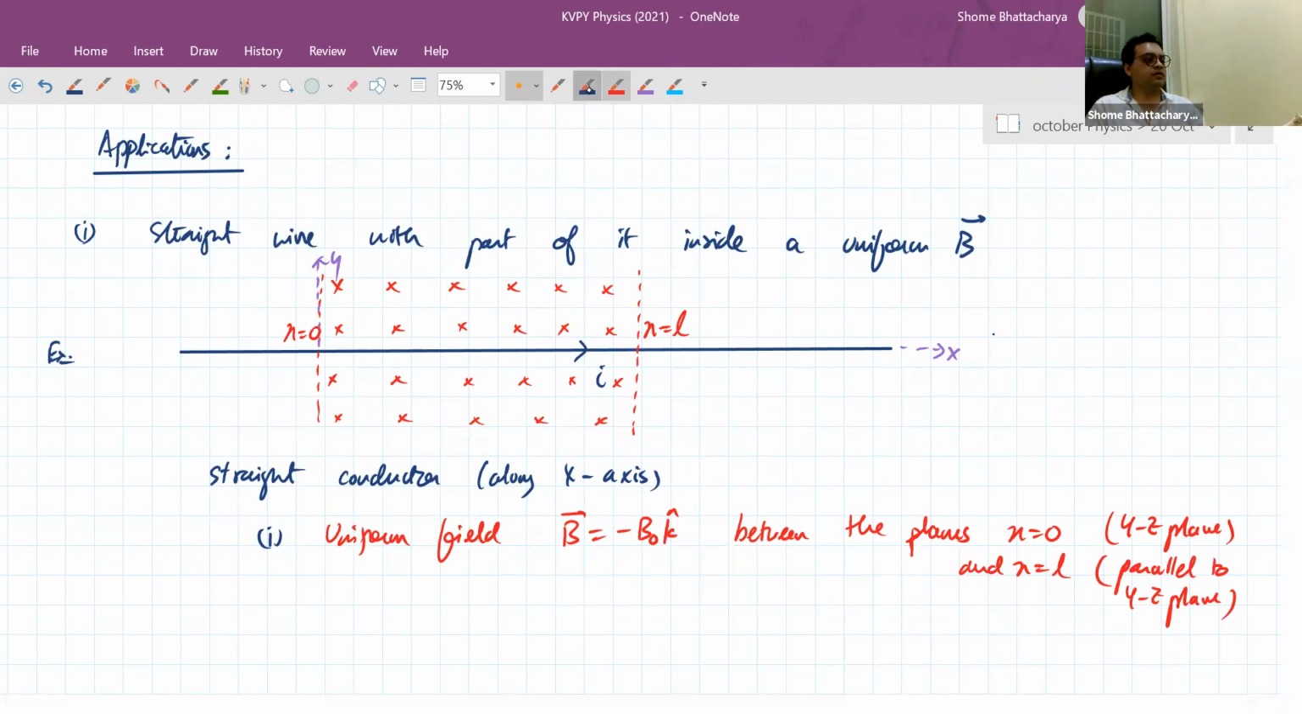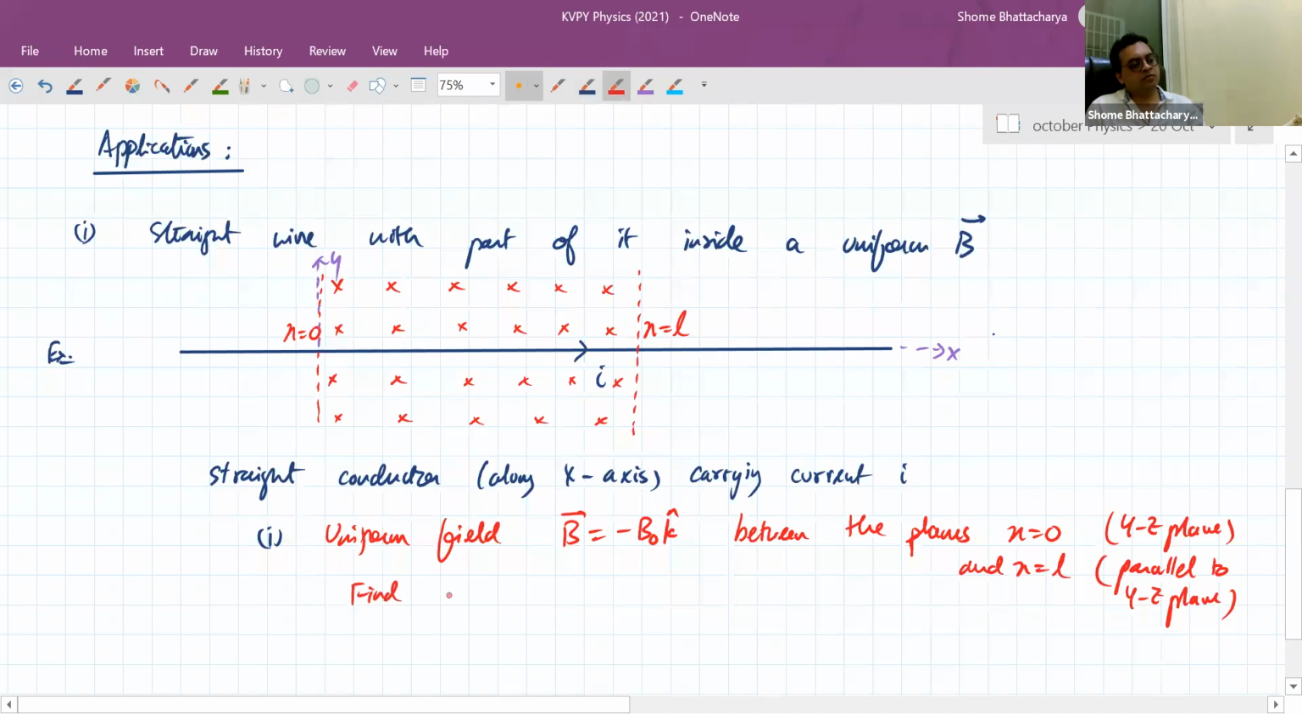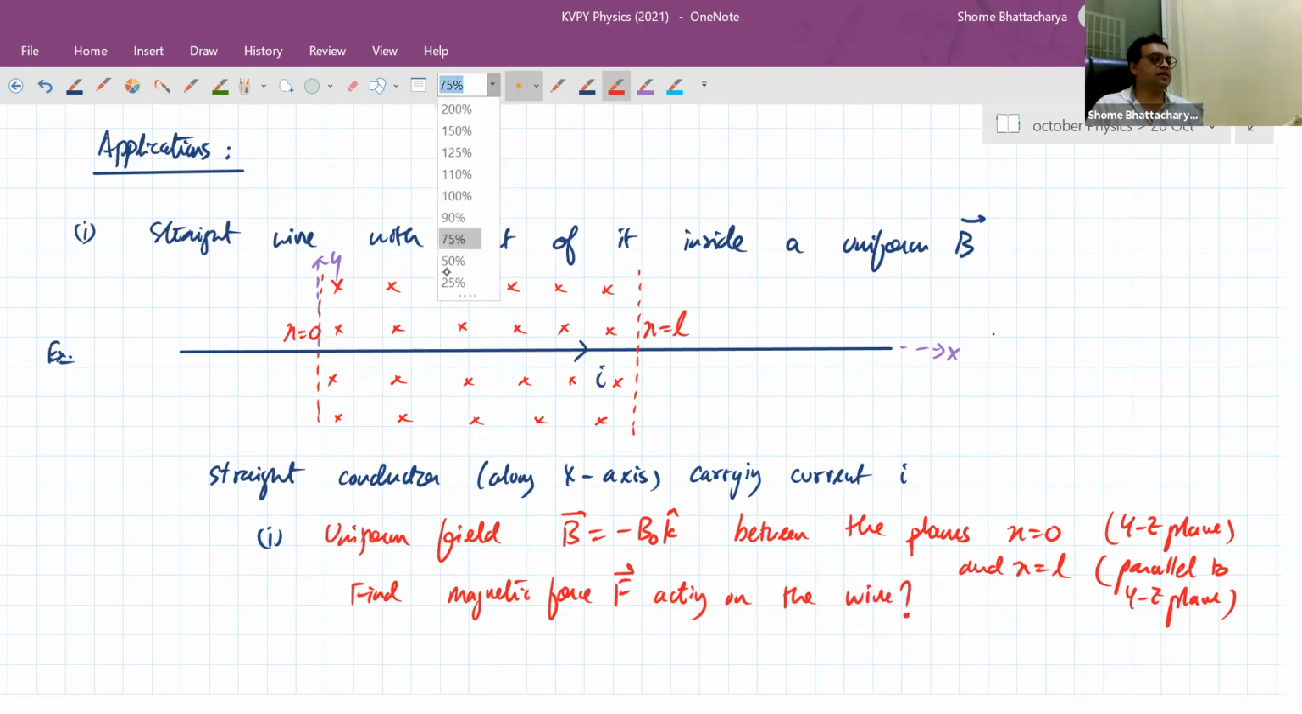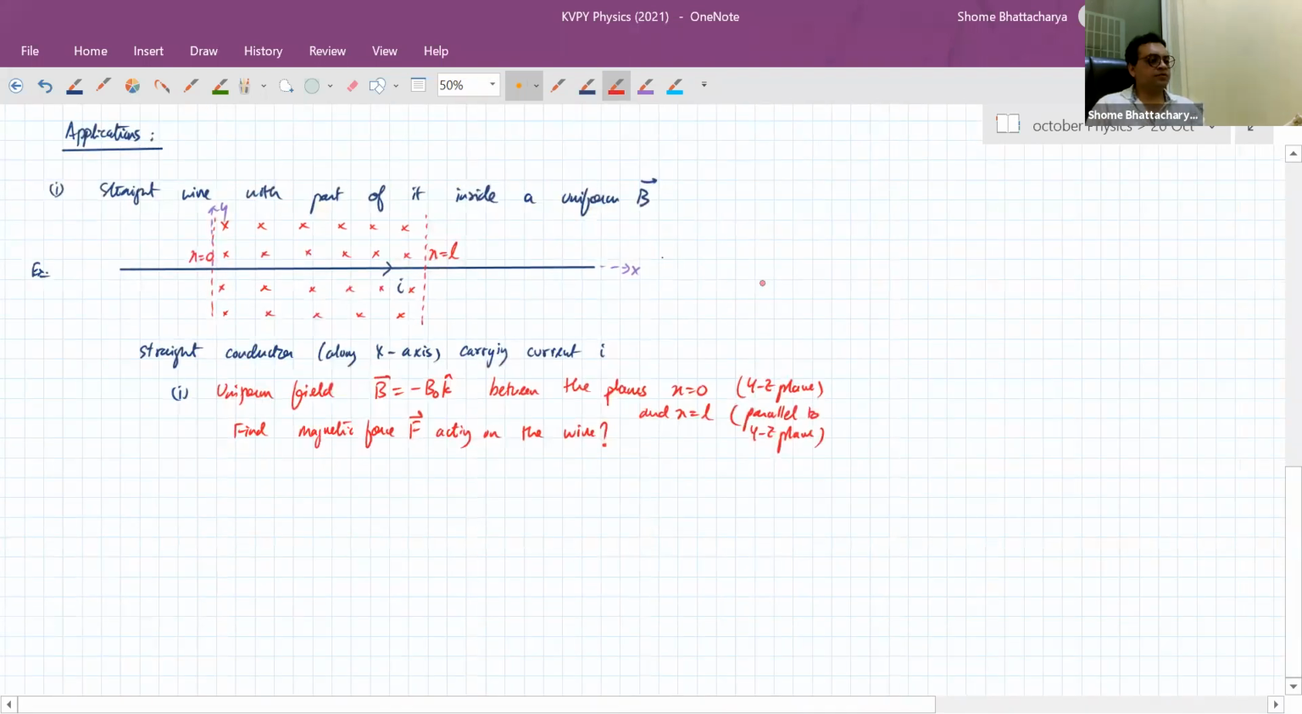So we have to find, this is carrying current I. So we want to find in this situation the magnetic force acting on the wire. So we have to express it as a vector. That means we have to clearly give the direction as well as the magnitude. So this type of application is actually very simple but very important.